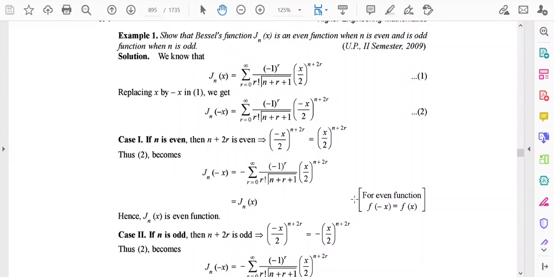In this lecture, we will discuss some properties of the Bessel function. In the previous lecture, we have already discussed Bessel's equation and the solution of Bessel's equation. And in this lecture, we will discuss different properties of the Bessel function.